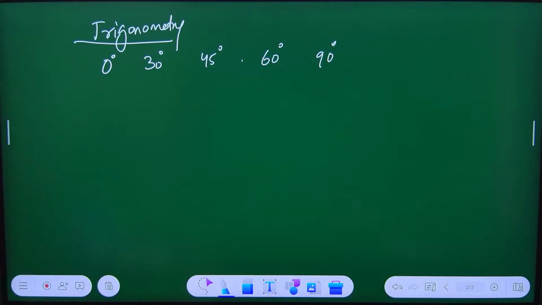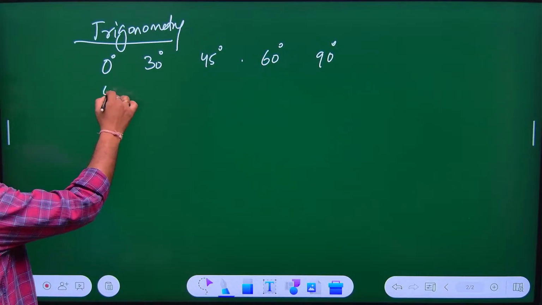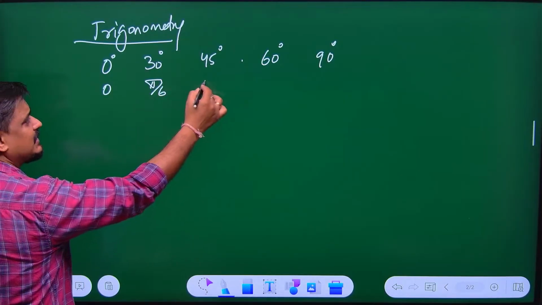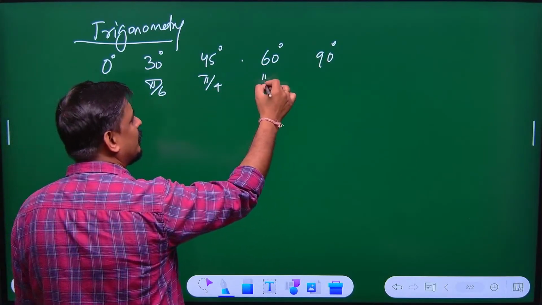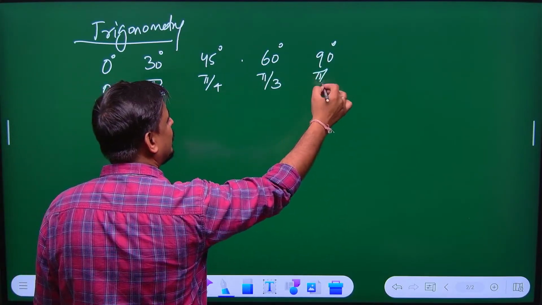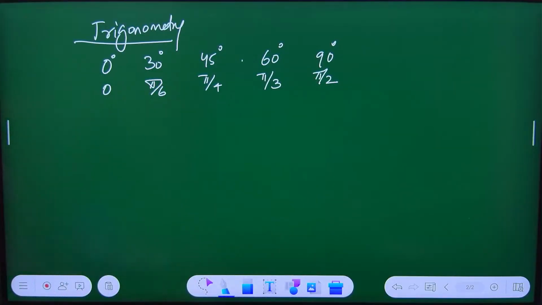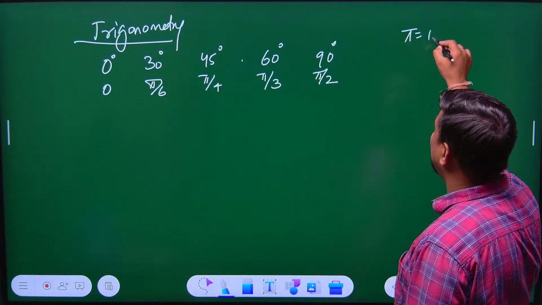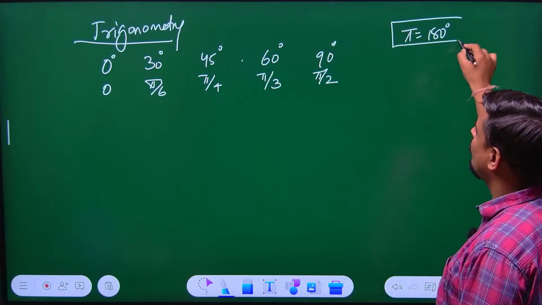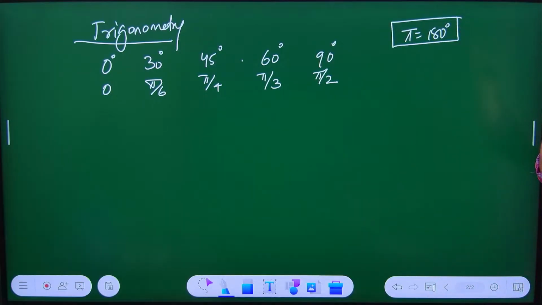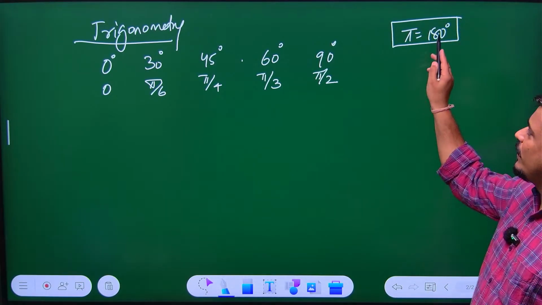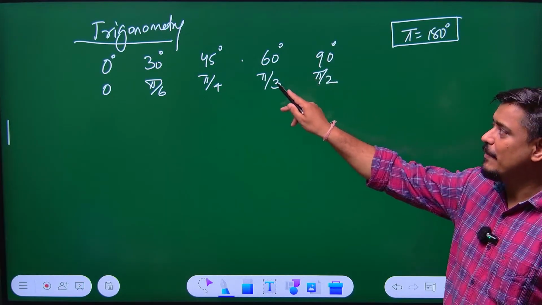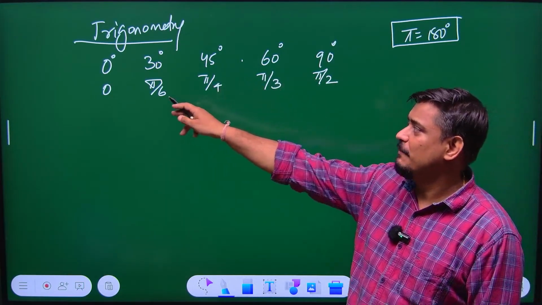If I write in terms of pi, then this is 0, pi by 6, pi by 4, pi by 3 and pi by 2. Am I right? Pi is 180 degrees. 2 pi makes one circle, 360 degrees. So pi is 180. So 90 is pi by 2, 60 is pi by 3, 45 is pi by 4, 30 is pi by 6 and 0.